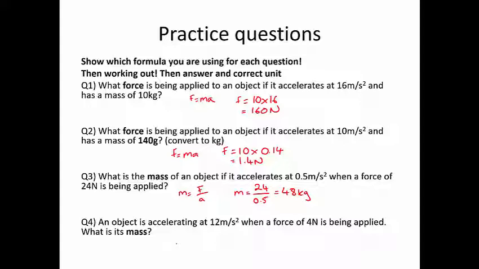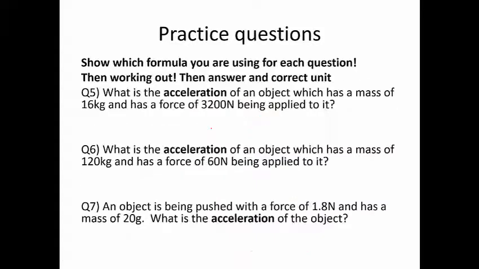Okay, and then for question 4, again, we're after mass. So mass is force divided by acceleration. That gives us 4 divided by 12, which is 0.33. Remember, we need to round. So that's kilograms. Okay, here are some more questions.